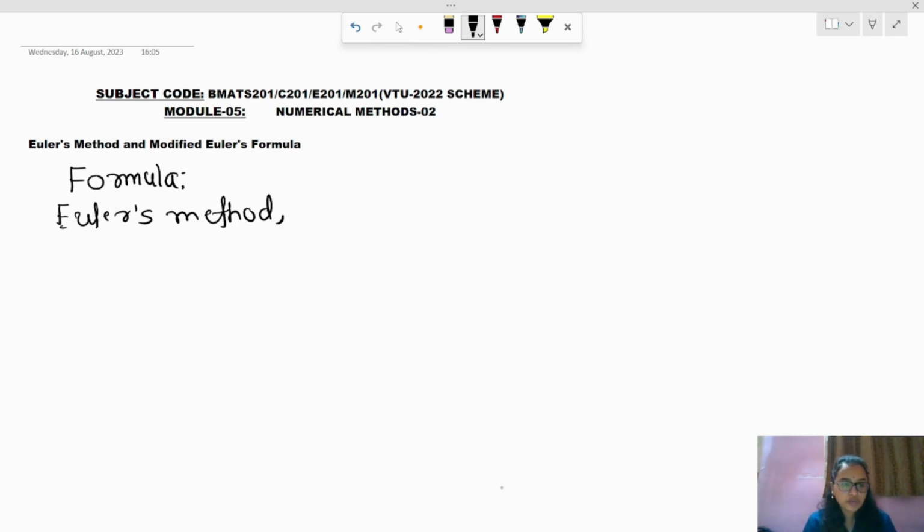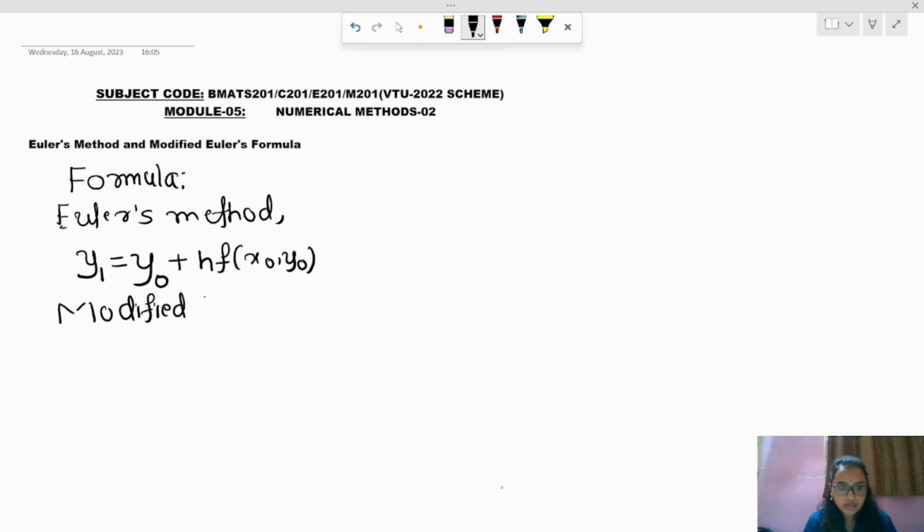So let us go to the formula of Euler's method for a first approximation. The first approximation y1 will be equal to y0 plus h times f of x0 comma y0. This is the Euler's formula for first approximation. And next we'll see the formula for modified Euler's method.